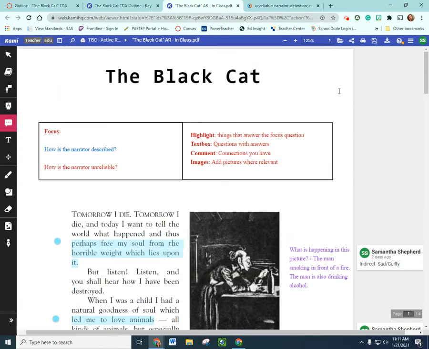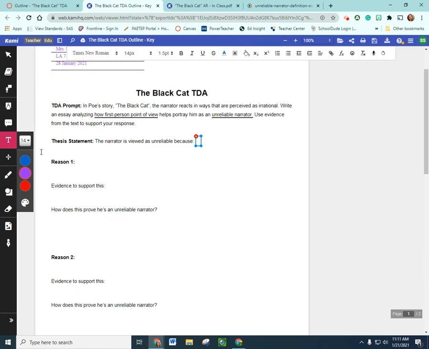So let's go ahead and use those. The narrator is viewed as unreliable because he is an alcoholic, violent, and what did we say our third one was? Impulsive. And I'm going to say overly impulsive. So that's our thesis statement. That is going to be the last sentence in our introduction paragraph.